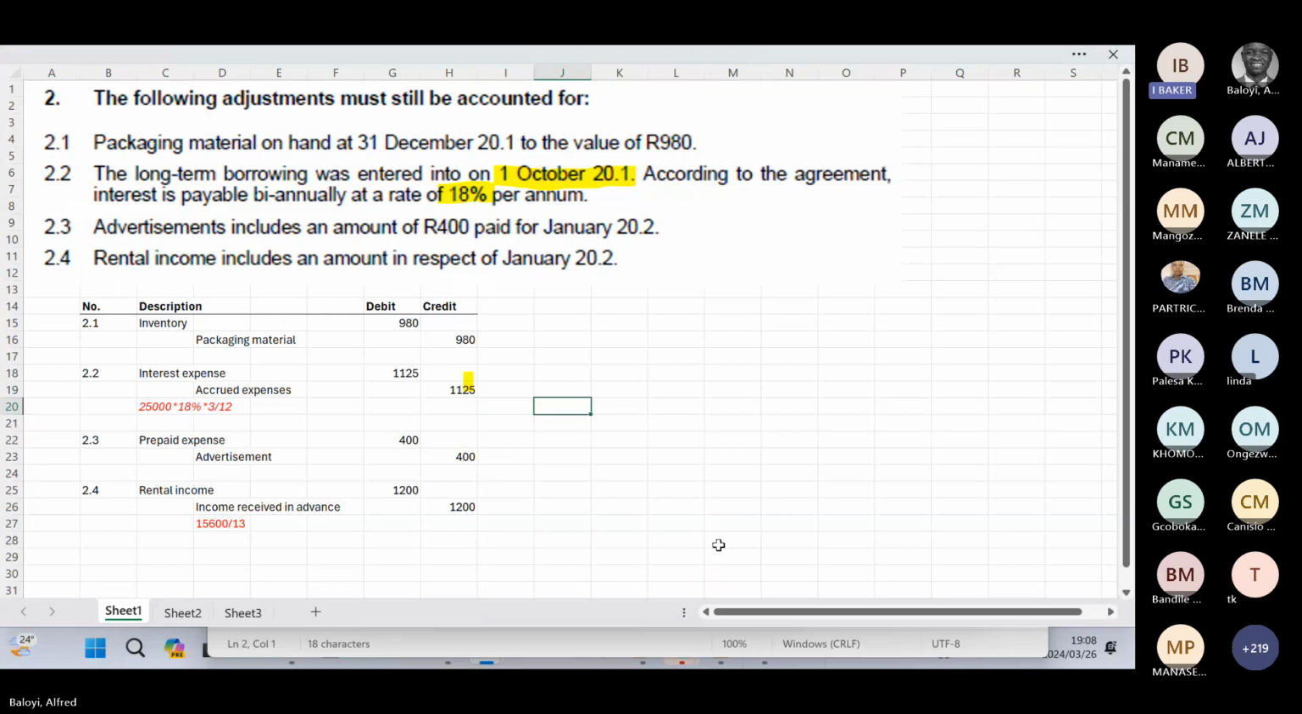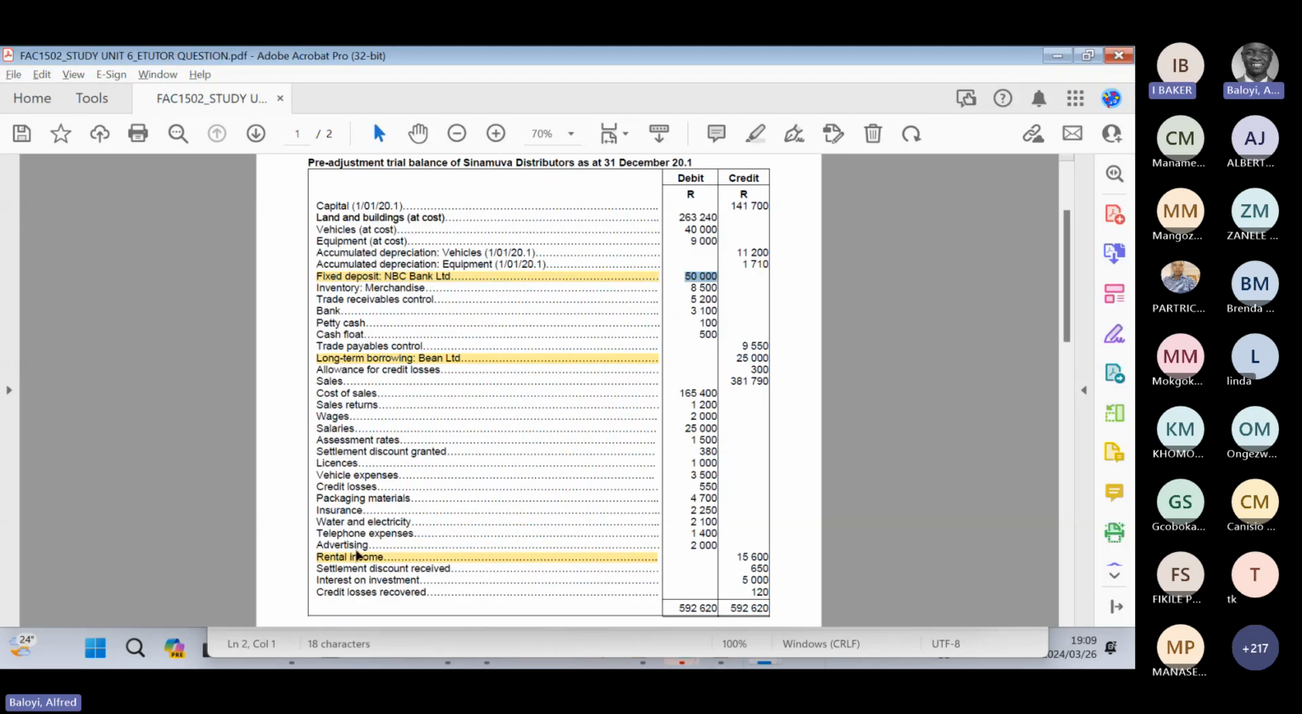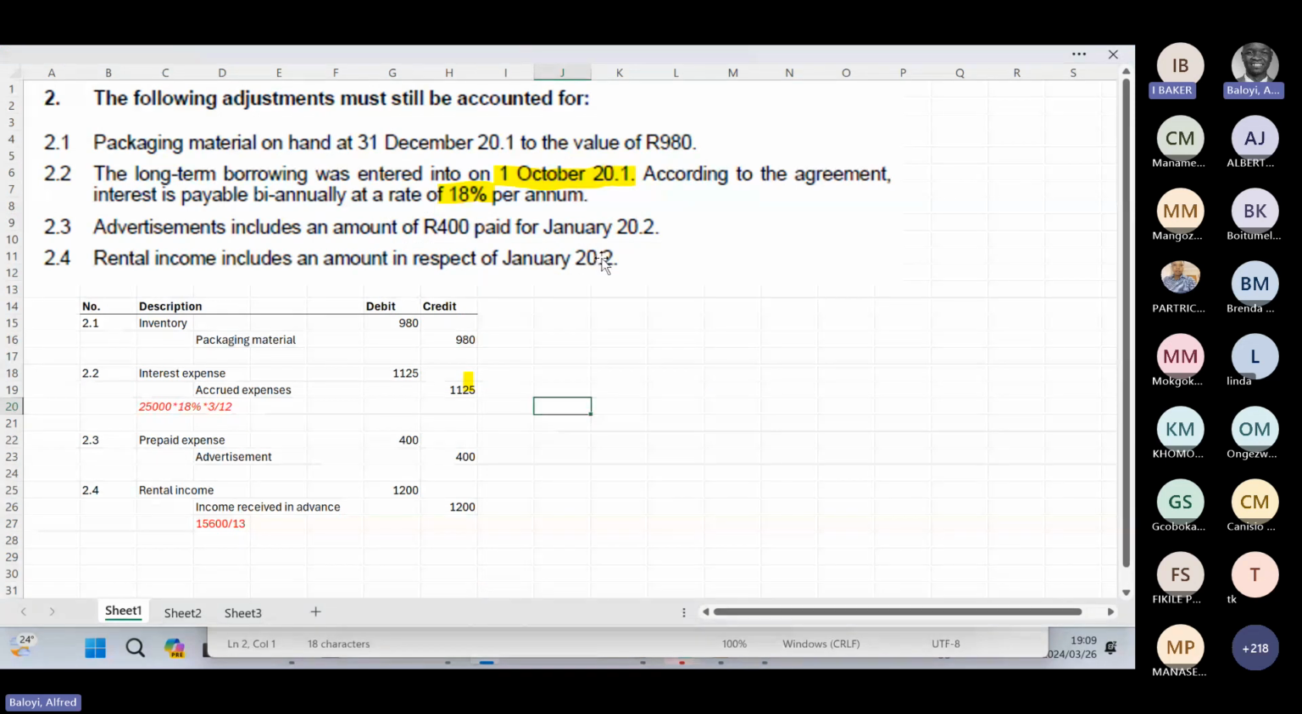When you are busy calculating, there were places where we have to calculate the months and all the stuff. So I need to know the difference between this 400 and the 2,000 back there. So this 2,000 covers the whole financial year of 20.1, and this 400 is paid for starting the new financial year? Am I correct, or am I lost somewhere there? So it says advertisement includes an amount of 400 paid for January 20.4, right? What they are saying is that when you look at this 2,000, there's already a 400 included in here for 20.2.